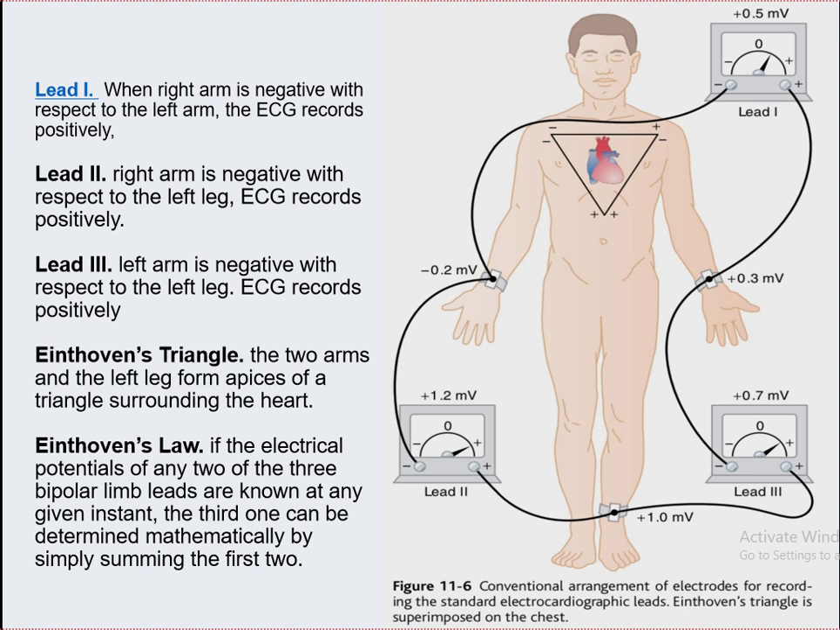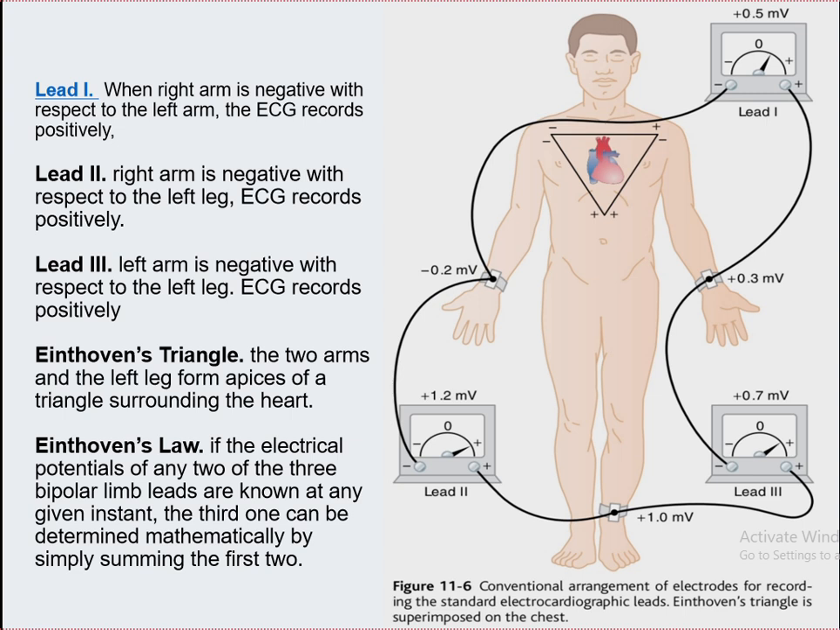And from these standard leads, that's how Einthoven generated Einthoven's law. Imagine that the two arms, the left hand and right hand, and the left leg form apices of a triangle around the heart. So this is Einthoven's triangle. This is lead 1, lead 2, lead 3. They are forming a triangle.